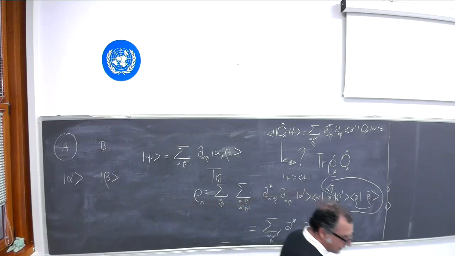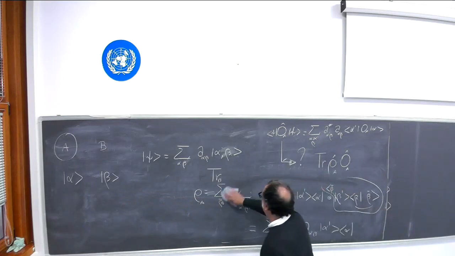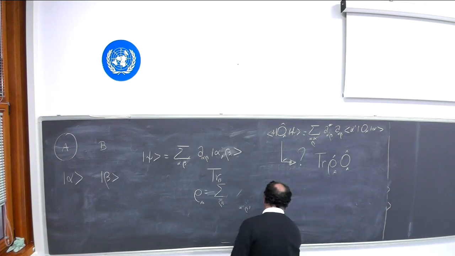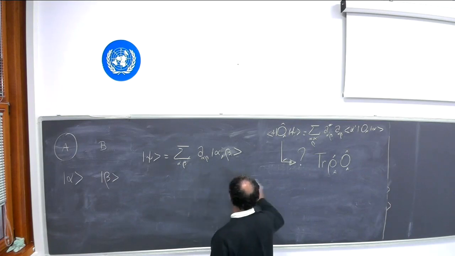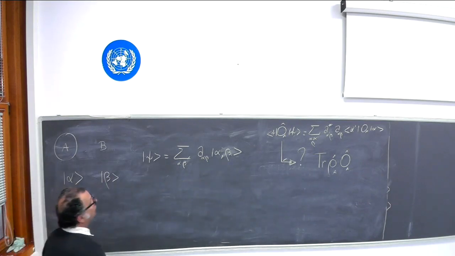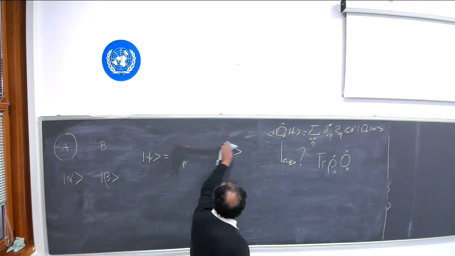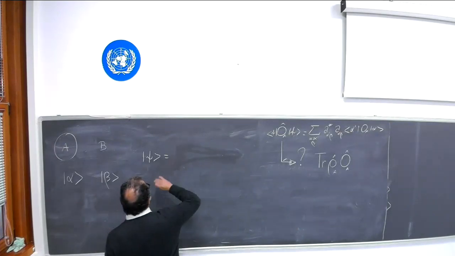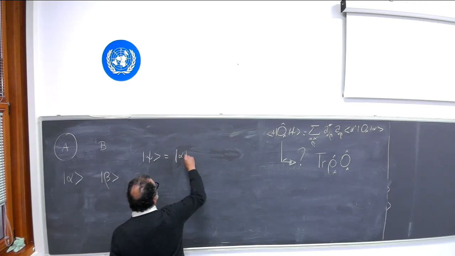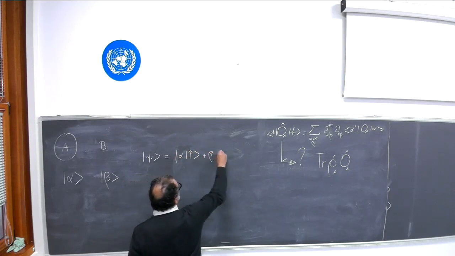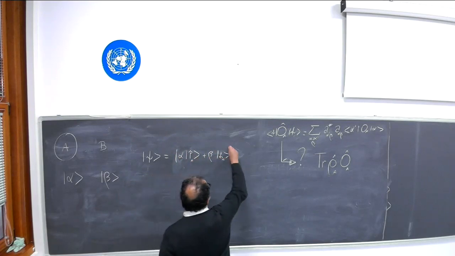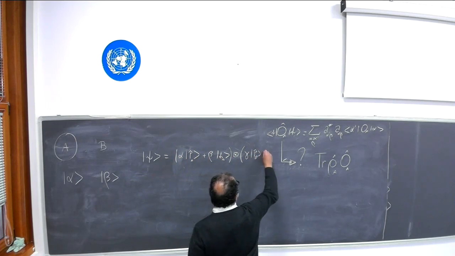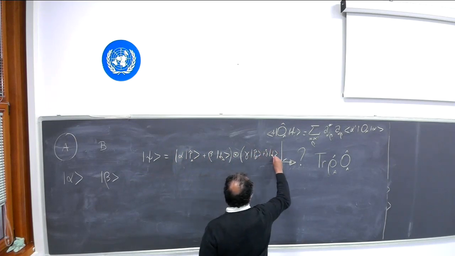Now I want to consider another special case, that is the following. Suppose now, I just take one example. So I just go back to the spin, okay? I just take the following example: alpha up A, gamma up B plus delta down B, okay?